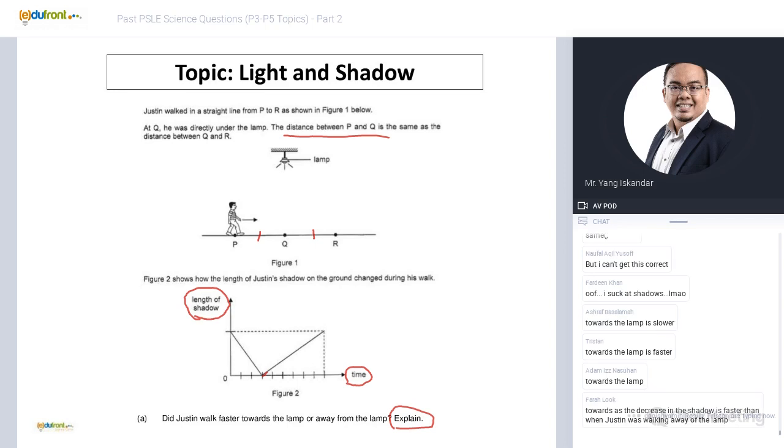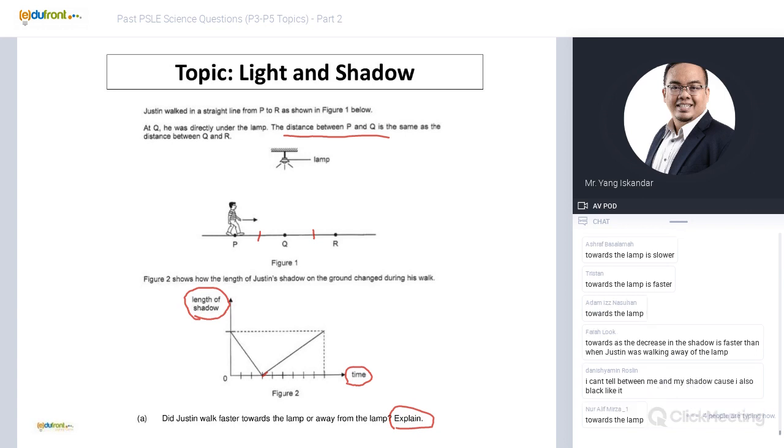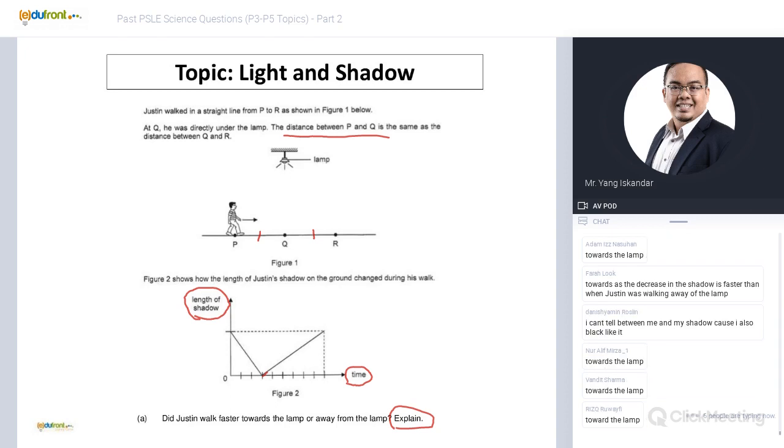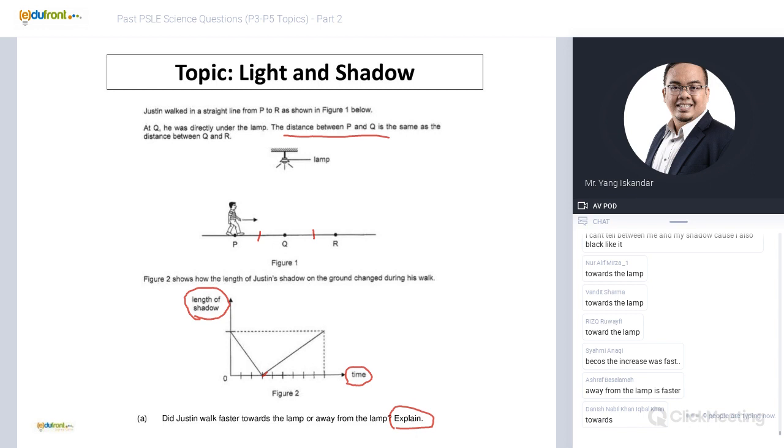Okay, everybody, I give you 1 minute to write down your answer in the chat function here. Okay, Ashraf said towards the lamp. The question says, did Justin walk faster, not slower, walk faster towards the lamp or away from the lamp? So your answer, you need to say either towards the lamp or away from the lamp. That's the first part. Then the second part, you must be able to explain. So please read the question very, very carefully. Okay, Farah says towards, as the decrease in shadow is faster than when Justin was walking away from the lamp. Okay. Danish, I can't tell between me and shadow cause. Towards the lamp, everybody has towards the lamp, okay. Away from the lamp is faster. Okay, Ashraf say away from the lamp. Towards the lamp.